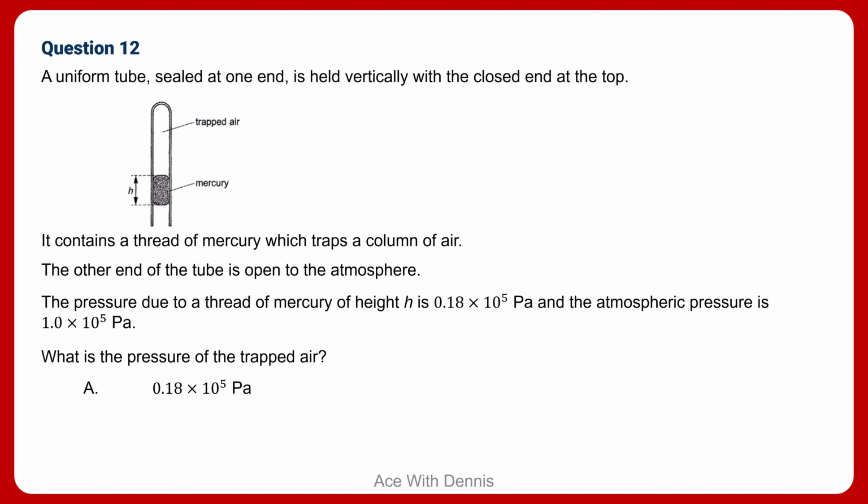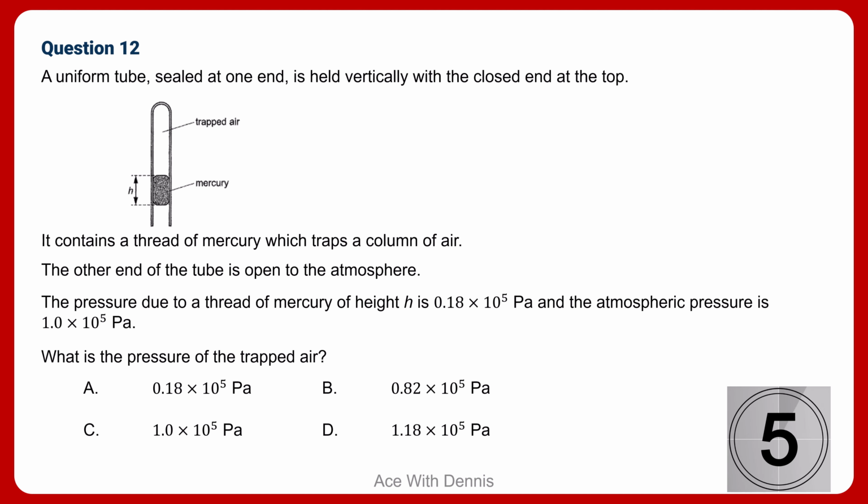A. 0.18 times 10 to the power 5 Pascal. B. 0.82 times 10 to the power 5 Pascal. Or C. 1.0 times 10 to the power 5 Pascal. Or D. 1.18 times 10 to the power 5 Pascal. The answer is B. 0.82 times 10 to the power 5 Pascal.